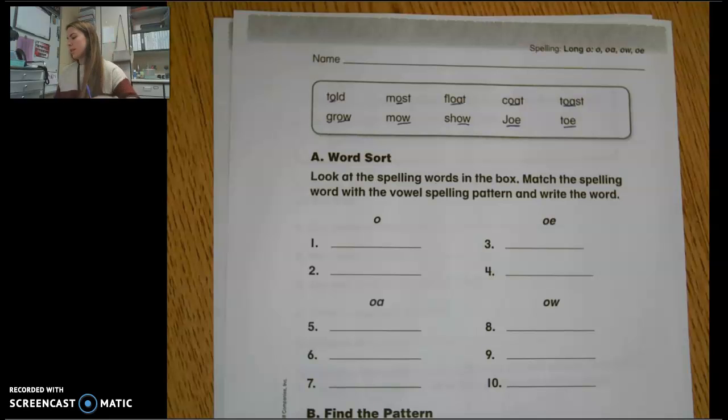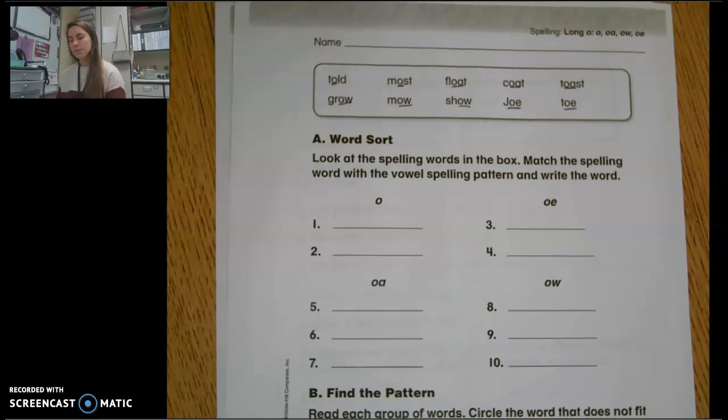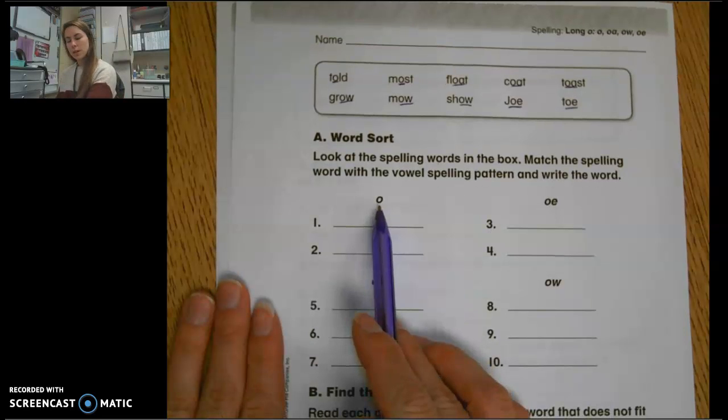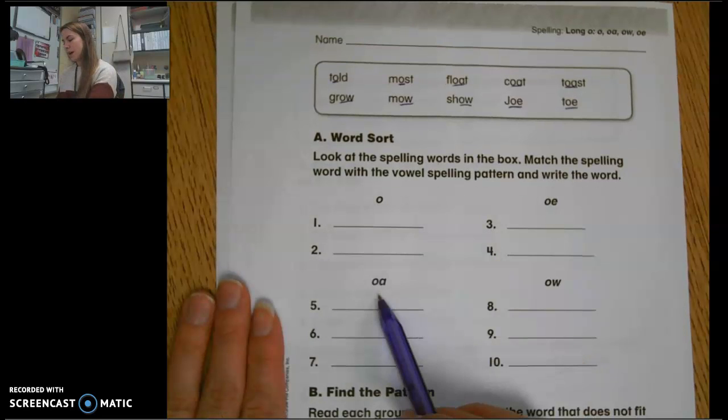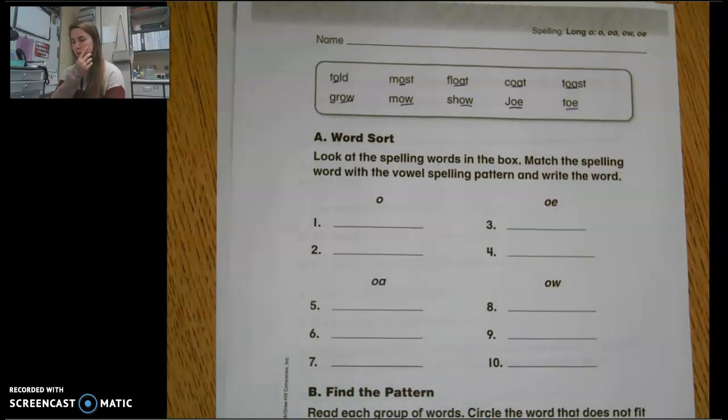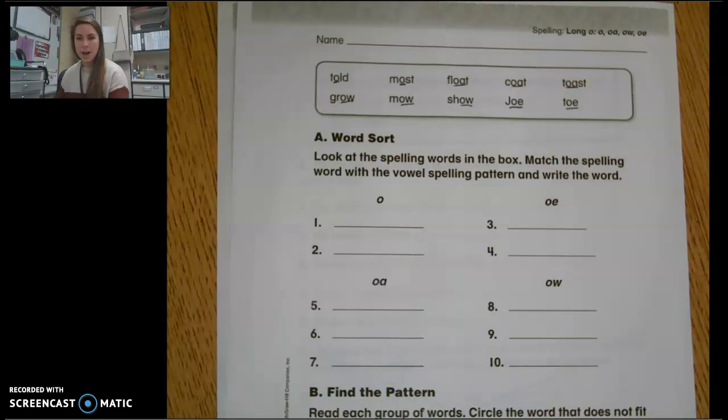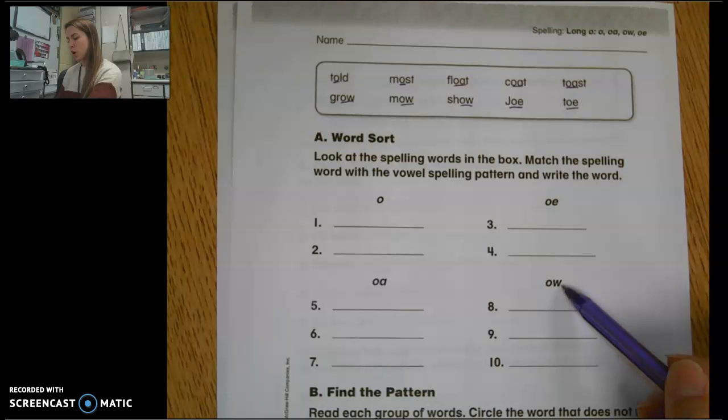So all you're doing down here is you're going to sort those words depending on their long O spelling pattern. Is it just an O? Is it OE, OA, or OW? So if you have 3 lines, then you should have 3 words that all have an OA in them. 3 words that have an OW together in them.